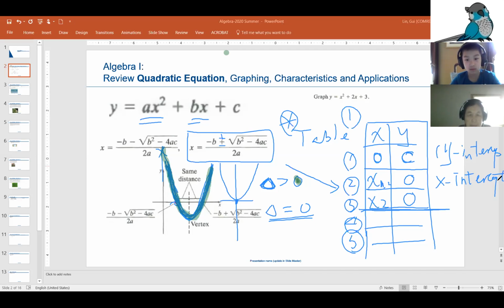Okay, but what's the rest? If you look closely at this graph, there are more characteristics we are missing. What are we missing? We didn't know the vertex. We didn't know the axis of symmetry, right? We don't know this line yet.